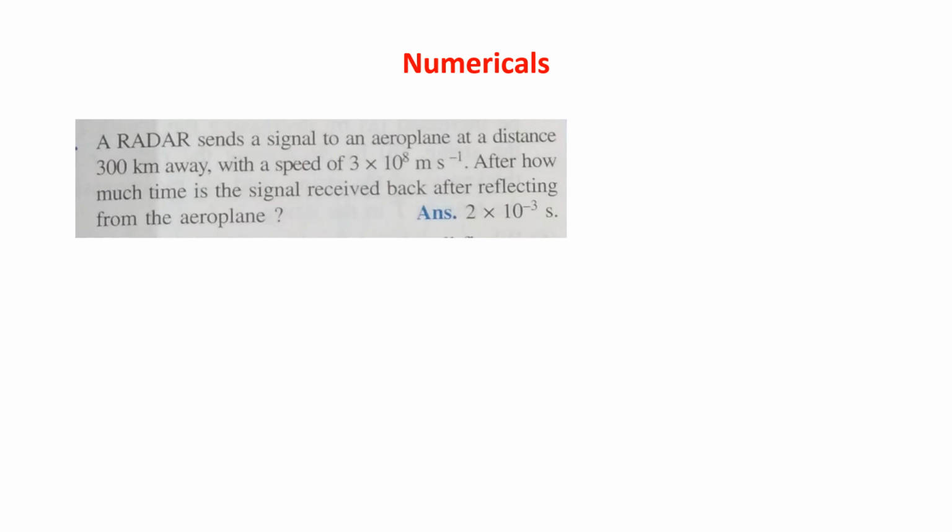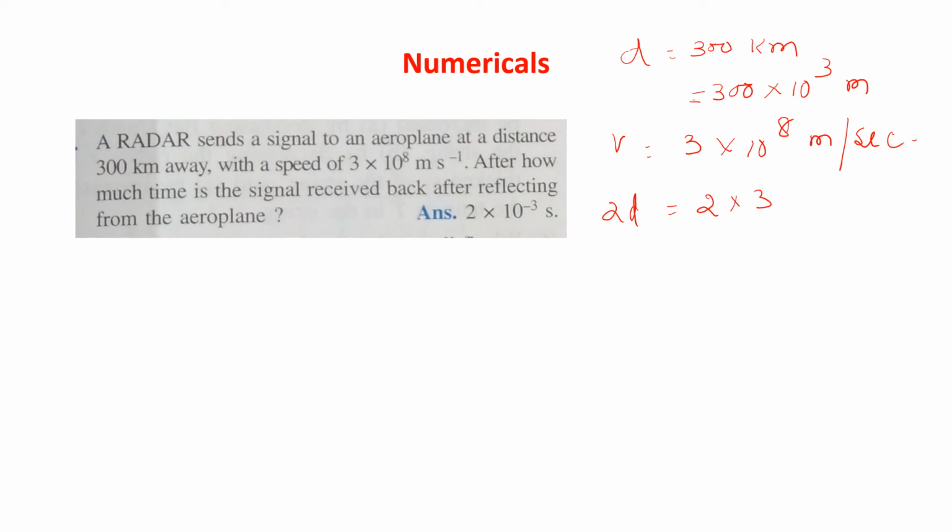Let me first write what are the things given. Distance D is given, which is equal to 300 kilometer. That is equal to 300 into 10 to the power 3 meter, because you have to convert it to meter. And the speed is given, 3 into 10 to the power 8 meter per second. Now you have to find 2D. 2D is equal to 2 into 300 into 10 to the power 3 meter. Now you have to find the value of T. T is equal to question mark.